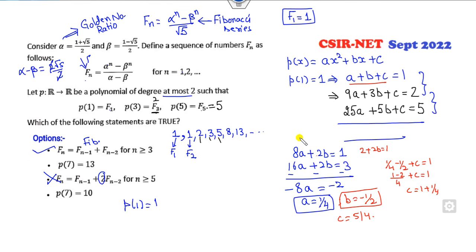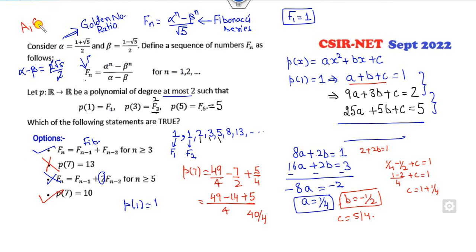Now what is the remaining part? You can easily get the value of P7. So P7 is 49a plus 7b plus c. Fine. So 4 is the LCM. 49 minus 14 plus 5 is 40, so 40 over 4 is 10, which is the right answer. So the correct options are A and D.